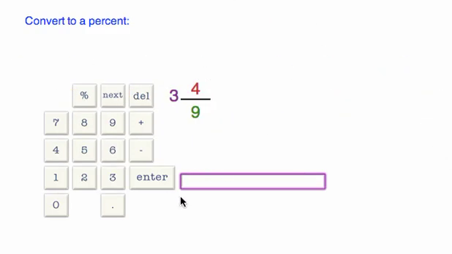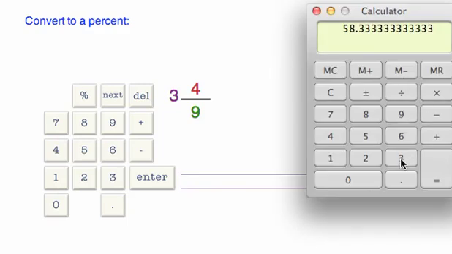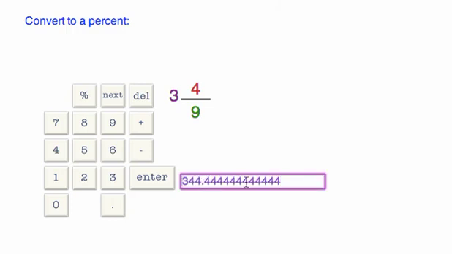Okay, 3 and 4/9. This will be the last one we do in this series of examples. So 3 added to 4 divided by 9. Okay, and then multiply by 100, or move the decimal place 2 steps to the right. So 344.44 repeating percent. Okay, I'm just going to remove all that, put a percent.